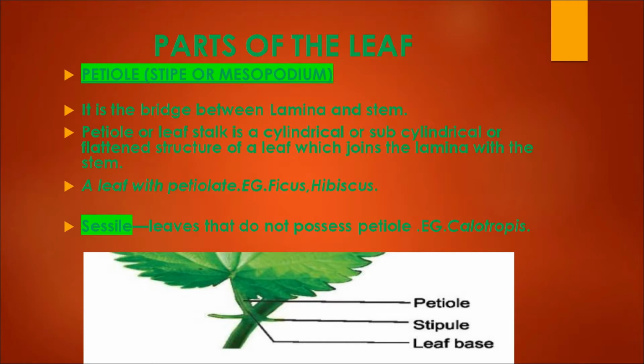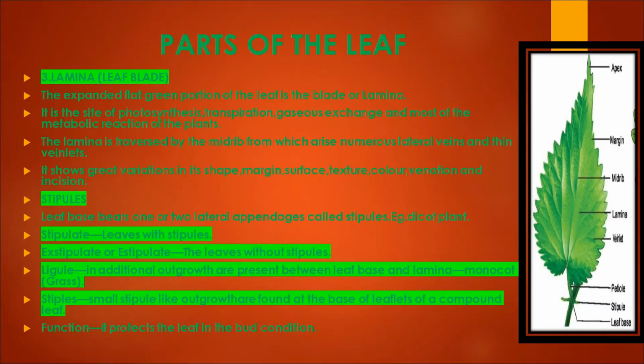Second part is called the petiole. It's a stalk which attaches the lamina to the stem. It's a bridge between the lamina and the stem. Petiole is the leaf stalk which is cylindrical, in some cases a flattened structure, and it will join the lamina with the stem. A leaf with petiole is called petiolate. Example, Ficus, hibiscus. If the leaf does not possess a petiole, it is said to be sessile. Example, Calotropis.